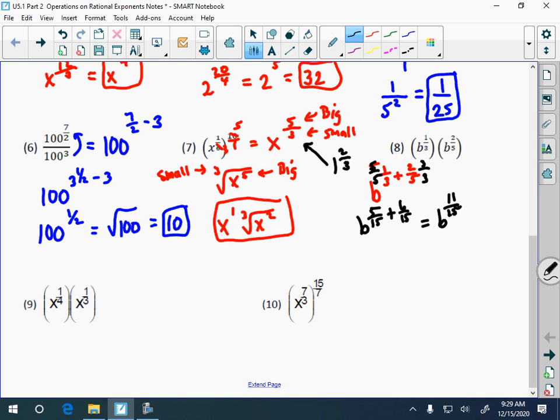All right, so b to the 11/15. Now, like the last problem, can you convert this to a mixed fraction? Well, no, because the bigger number is on the bottom. So you can't convert it to a mixed fraction. So once we convert it to a radical, 15th root of b to the 11th, this can't simplify because of the smaller exponent on the inside and the bigger index on the outside.